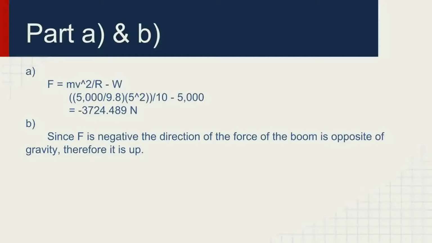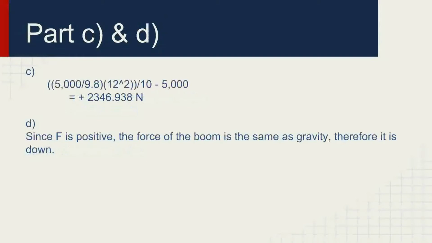You can round that if you'd like, but since the F is negative, the direction of the force of the boom is actually opposite of gravity, therefore it's up instead of down. I know first thought when you see negative you think it's down, but it's actually up since it is opposite of gravity. And then when we move over to part C, the same exact thing, pretty easy.